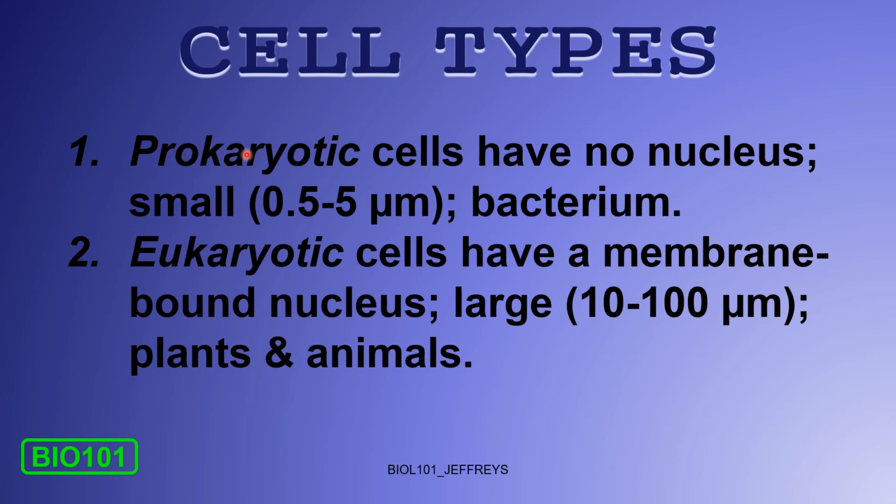pre-nucleotic cell, right? Whereas eukaryotes, or eukaryotic cells, EU means true, karyo pertains to the nucleus. So these are cells with a true nucleus. They have a membrane-bound nucleus. These are large cells, roughly 10 to 100 micrometers, and they include all cells, all plant and animal cells.